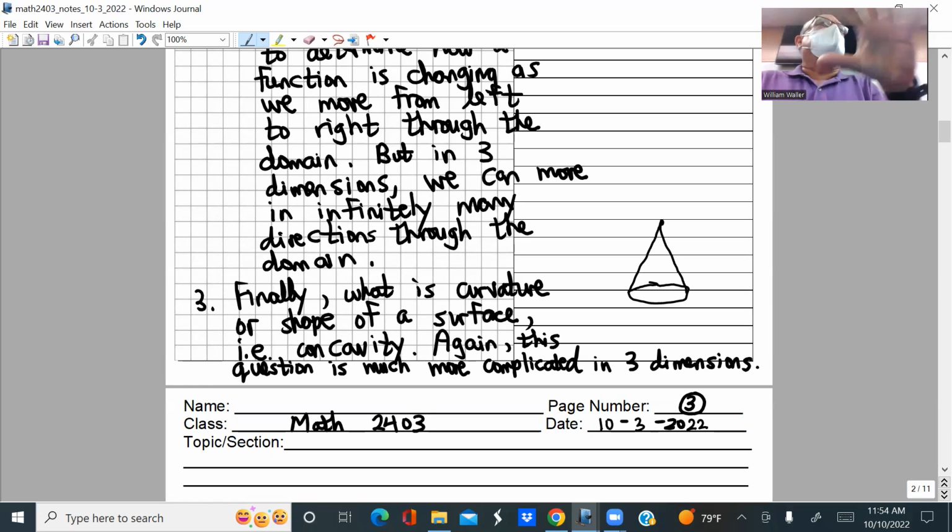And again, as I mentioned, we have to be more careful about discussing what direction we are moving away from the point. What direction do you want to know? Is it increasing or decreasing? A question that you don't have to worry about in calculus 1.